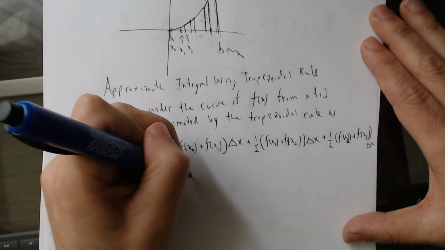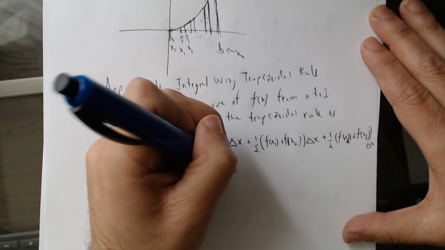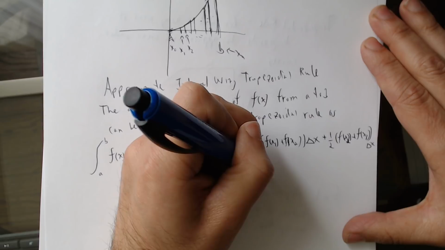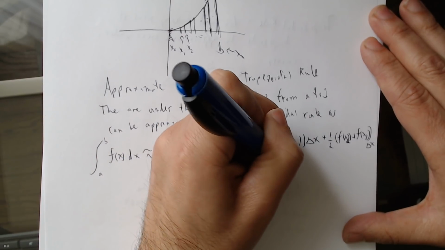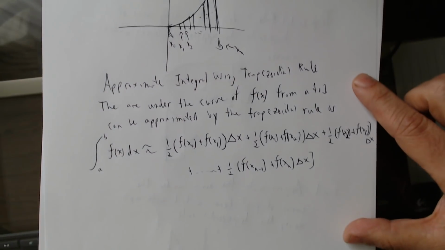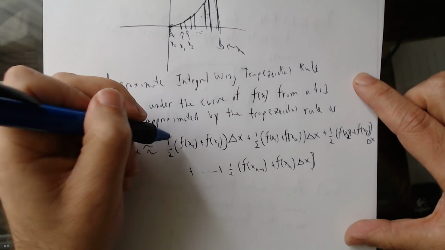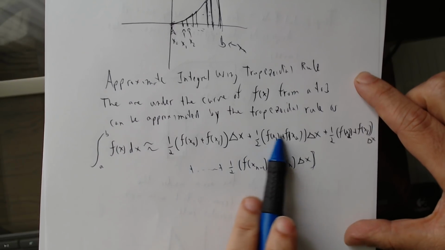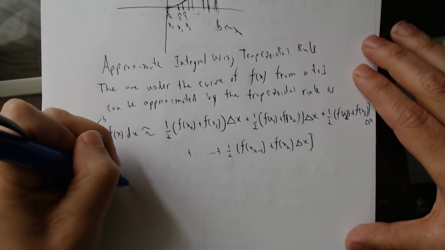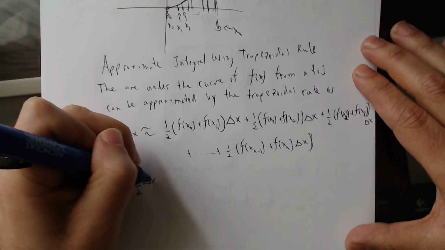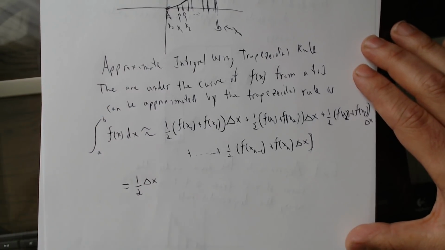And I'm going to keep doing this until I get to what? Plus 1/2 f of x sub n minus 1 plus f of x sub n delta x. So let's simplify this a little bit. So here's what we know. We know that all of these have a 1/2 in common, and all of them have a delta x. So what we could say is this is equivalent to what? Let's factor out a 1/2 and a delta x, or you could say delta x over 2, it doesn't matter.